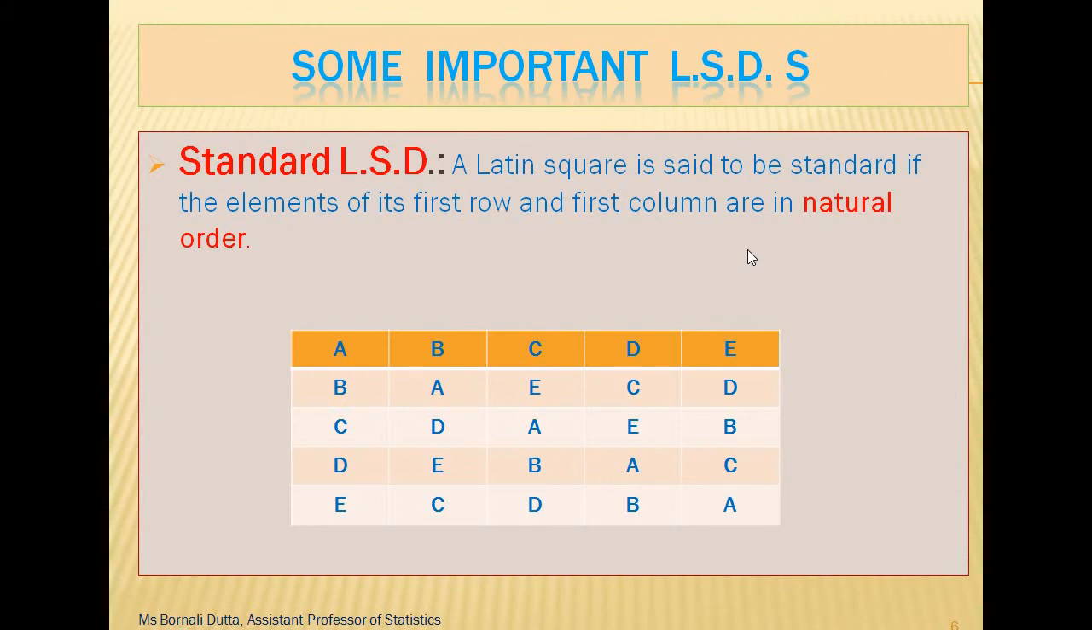Here are some important Latin square designs. First, I will define a standard Latin square design. A Latin square is said to be standard if the elements of its first row and its first column are in a natural order. So look at the following design. Here we have 5 treatments A, B, C, D and E. So the elements of the first row and first column are in natural order because these letters occur in natural order.